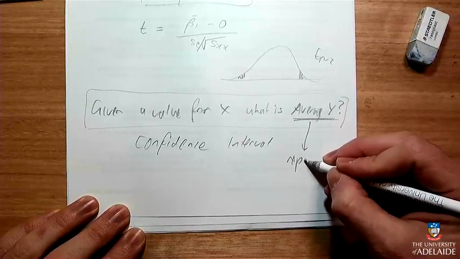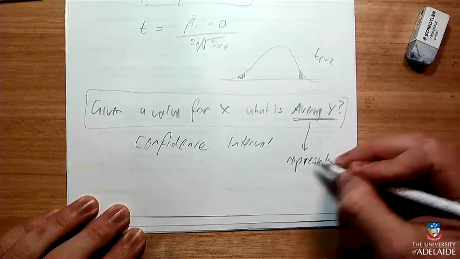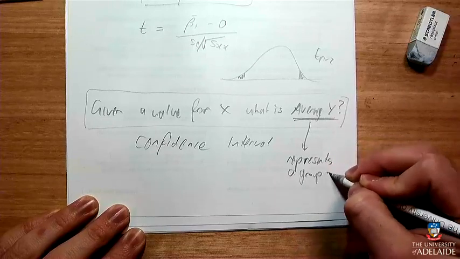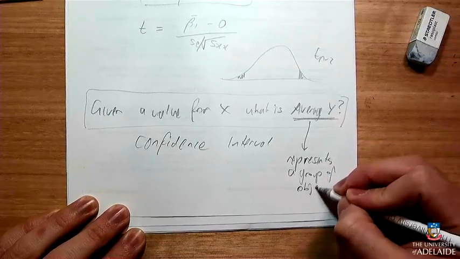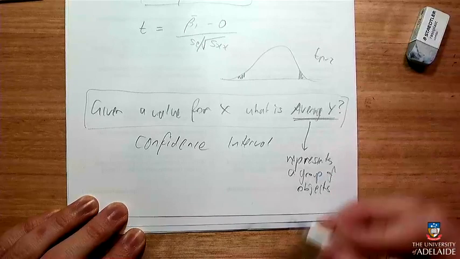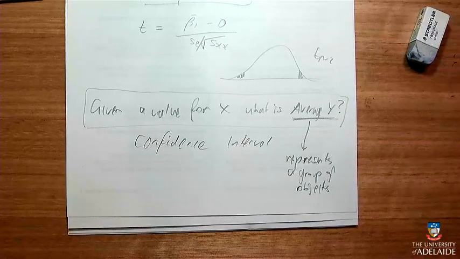represents a group of objects, or people, or whatever they are. In engineering, they're rarely people. Over in medicine, who I also teach, they're almost always people, though sometimes petri dishes. Okay, so because this represents a group of objects, that's why we need to do a confidence interval.